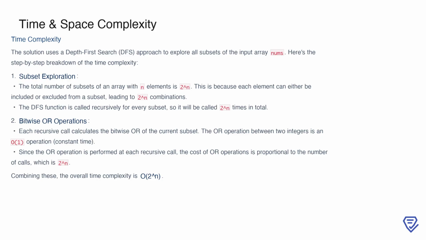Now, within each of these calls, the algorithm calculates the bitwise-OR for the current subset. The bitwise-OR operation between two integers is a constant time operation, or O(1). Since this operation is performed during every recursive call, the total cost of these operations is proportional to the number of calls, which is also 2^n. When we combine these factors, the overall time complexity of the solution is O(2^n).